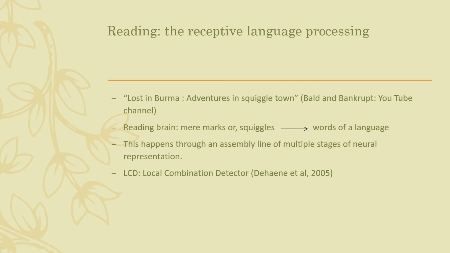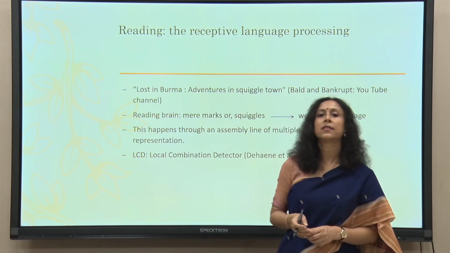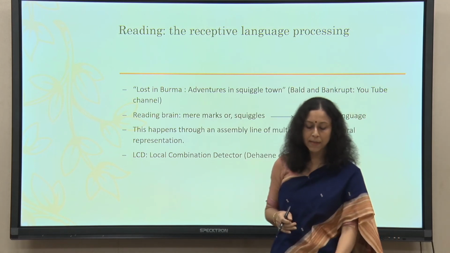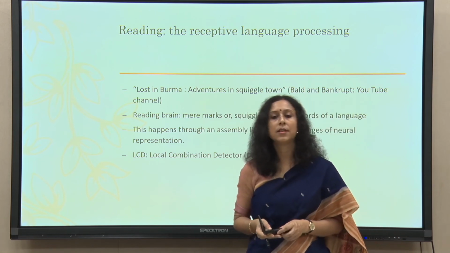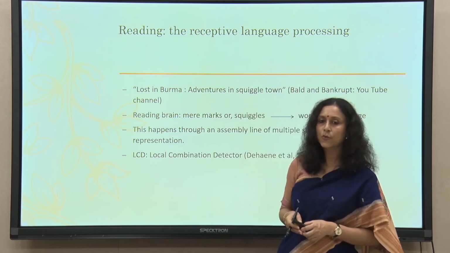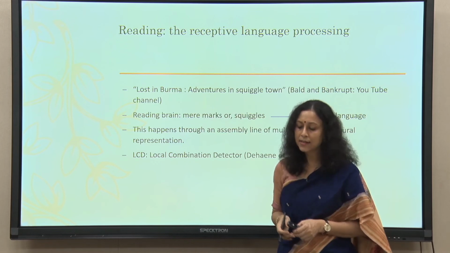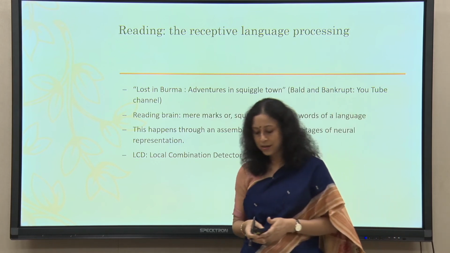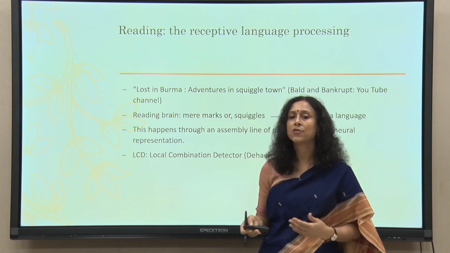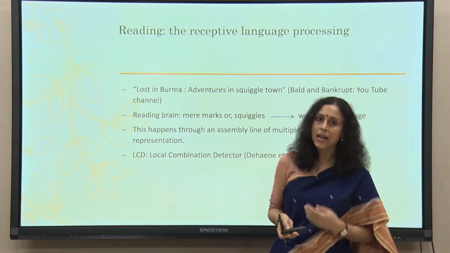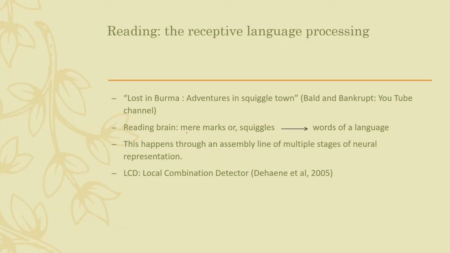There is a very interesting travel blogger, travel YouTuber who records his travels across the world. It is called Bald and Bankrupt. In one of his videos, called Lost in Burma, Adventures in Squiggle Town, that takes us to a very interesting thing that we take for granted in modern humans' brain capacity, which is the capacity to read. So, what does our brain do when we read? A reading brain basically changes mere marks or squiggles, as the video talks about, into words of a language.